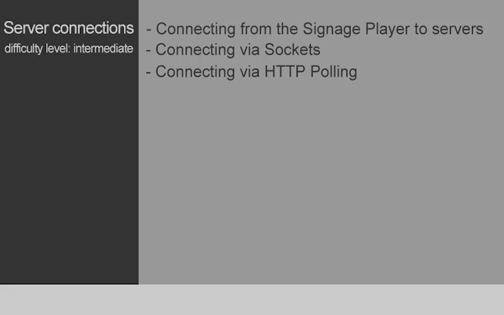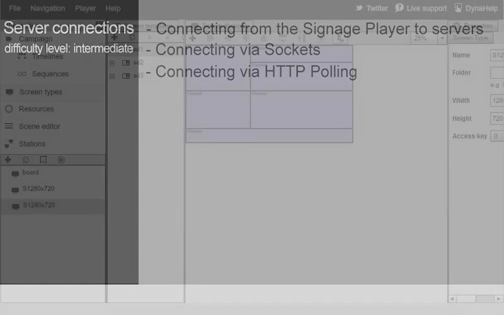In this video tutorial, we're going to be talking about connecting from the Signage player to our servers. There's actually two different ways you can connect to our servers. One is via sockets and another one is via HTTP polling. So we'll review both and tell you the differences.